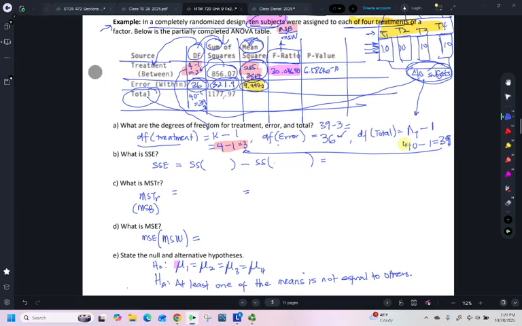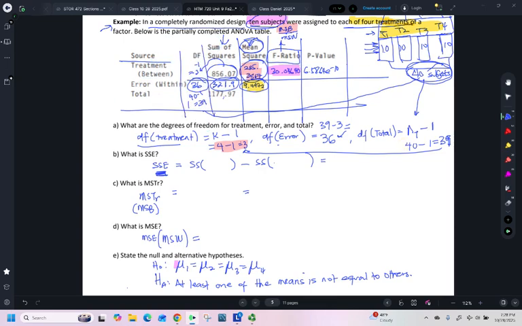And next, what do we have? The sum of squared error. Let's go back again just to emphasize this. The sum of squared error would be total sum of squares minus sum of squares for treatment or between. And we work that out as 1177.97 minus 856.07 for a final result of 321.9. Let's keep that over here, 321.9.